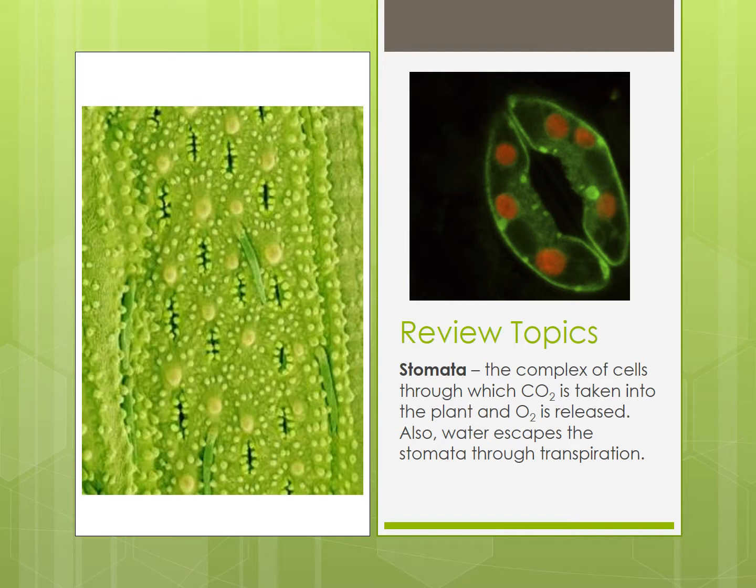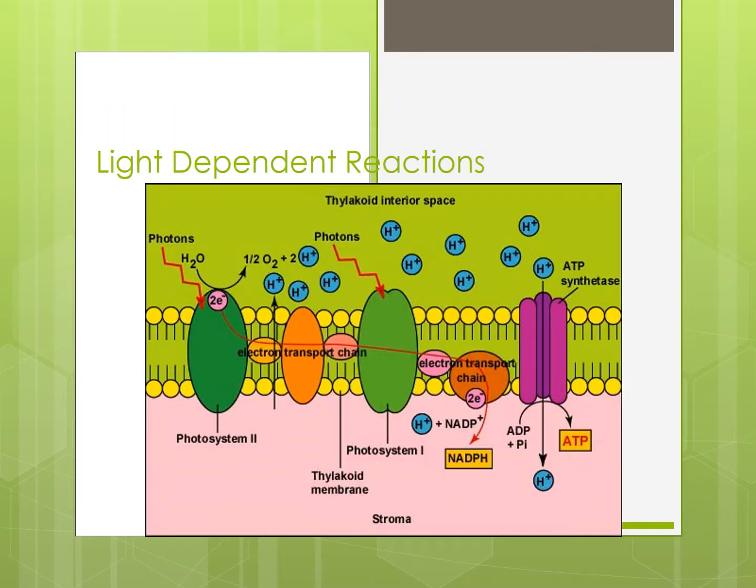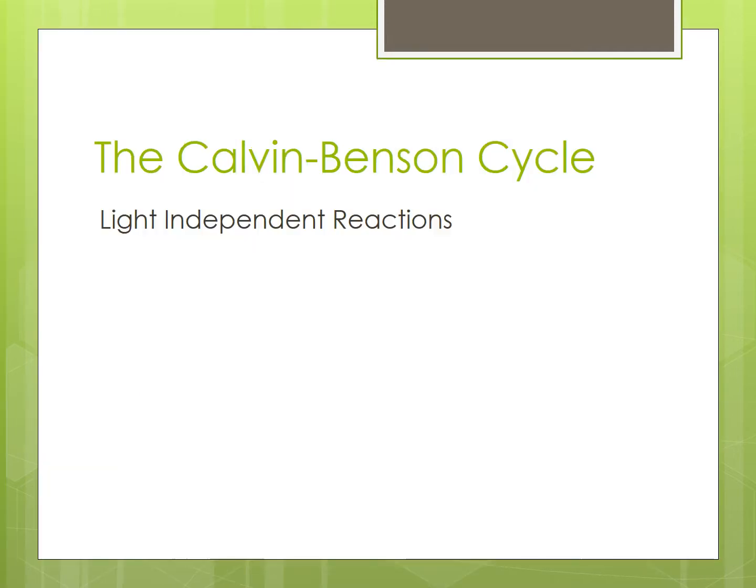Now remember, those stomata are what's going to allow carbon dioxide in and water out. We haven't yet talked about carbon dioxide, but we're going to need our carbon dioxide in order to produce glucose, that C6 part of glucose. So the light-dependent reactions produced a ton of ATP and a ton of NADPH. But we have not yet produced glucose. The next three steps are going to be what we use to make glucose. It's called the Calvin-Benson cycle, otherwise known as the light-independent reactions.